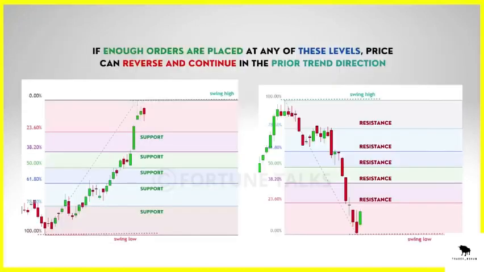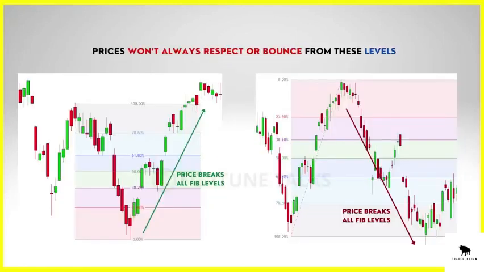Now in these two examples, we observe that the price found some temporary support or resistance at Fibonacci retracement levels. So if enough market participants believe that a retracement will occur near a Fibonacci retracement level and they wait to open a position when the price reaches the level, then all those pending orders could impact the market price. But one thing you should understand is that prices won't always bounce from these levels. There are actually occasions when the price will just break through these levels and move in the opposite direction.